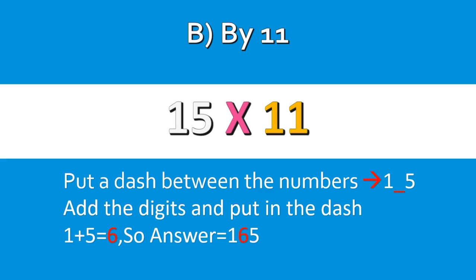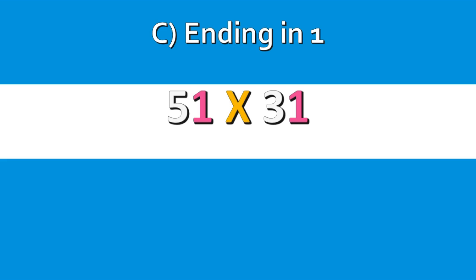So now next, ending in 1. You can take any number of any digits that ends in 1. So I took 51 into 31. It will be a little complex to multiply. It won't be an easy one. So let me see what are the steps they have given.